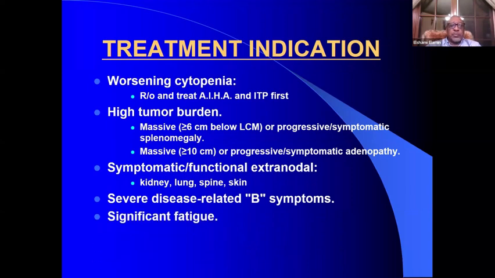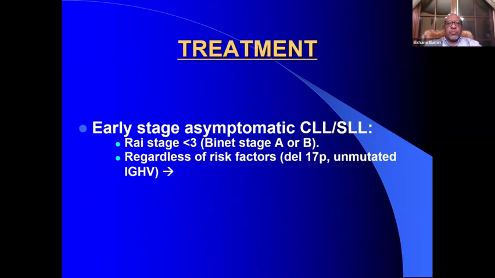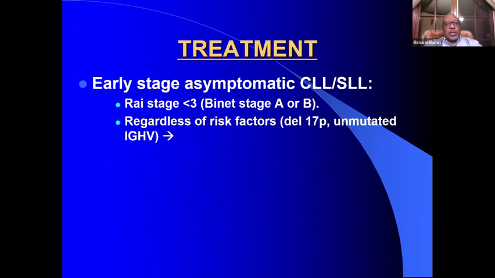Significant fatigue means fatigue that interferes with daily activities and daily work. We said this patient is a farmer. He has fatigue, but he was able to function, so it doesn't fit. Progressive absolute lymphocytosis means a doubling time of lymphocytes in less than 6 months, but our patient is newly diagnosed. We don't even have him for 6 months, so we don't have that information. Based on this, if you were asked how you would treat the patient, just think about it until we get to the answer.